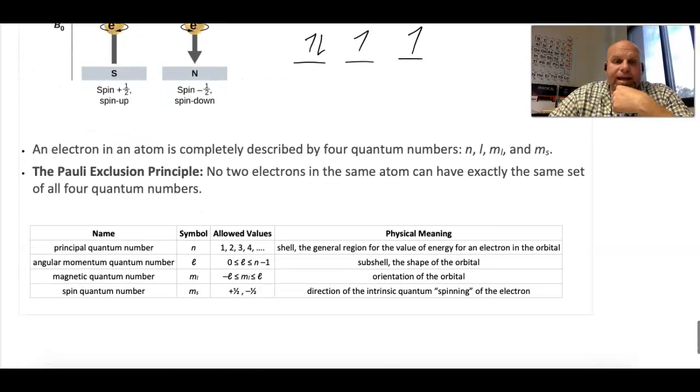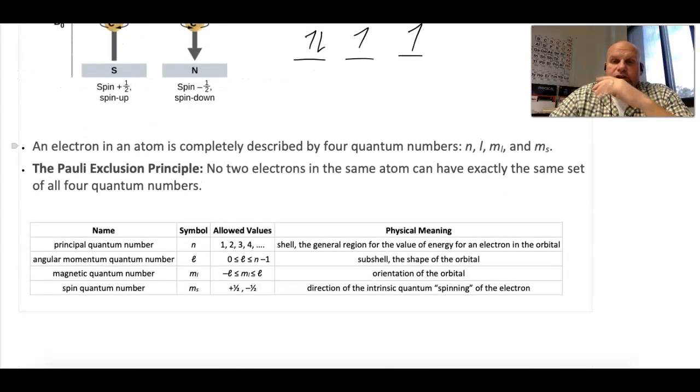Okay, when you put that all together, an electron is described completely by four quantum numbers: n, l, ml, ms. The Pauli exclusion principle, which may sound familiar to you, we'll talk about it again when we do electron configurations. No two electrons in the same atom can have exactly the same values of all four quantum numbers. You'll see that the first three could be the same, but the last quantum number, the spin quantum number, is what differentiates and makes sure that no two electrons have the same complete set of four quantum numbers.